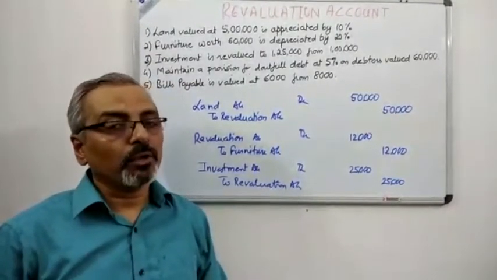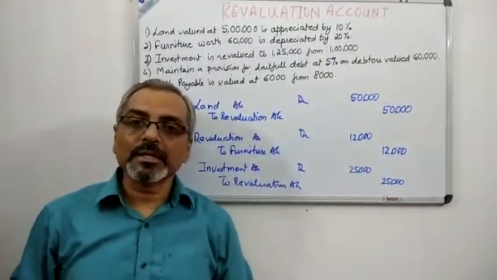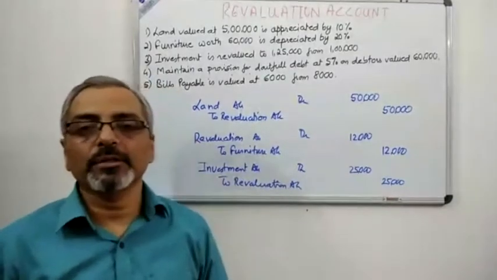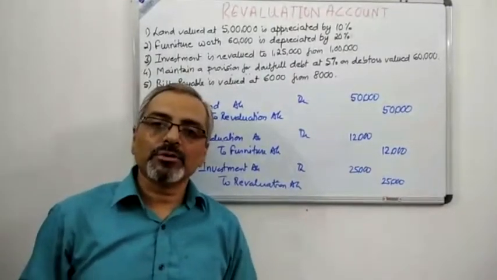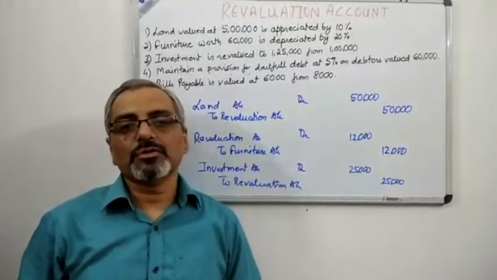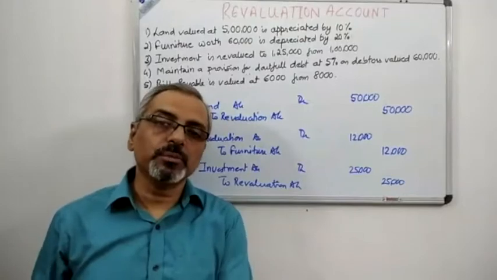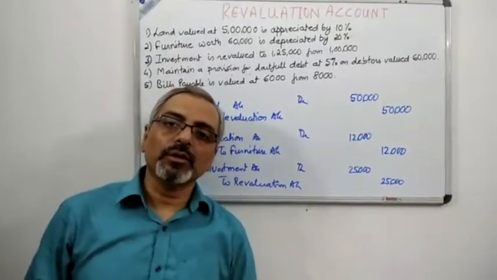And here, what has happened? The value of debtors has gone down. And as the value of debtors has gone down, I am now writing the journal entry. The journal entry will be revaluation account debit to provision for doubtful debt. You can also write revaluation account debit to debtors. And when you prepare the revaluation account, this will be shown in the debit side of the revaluation account.